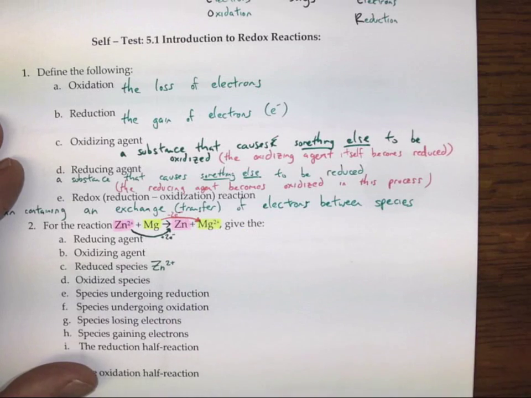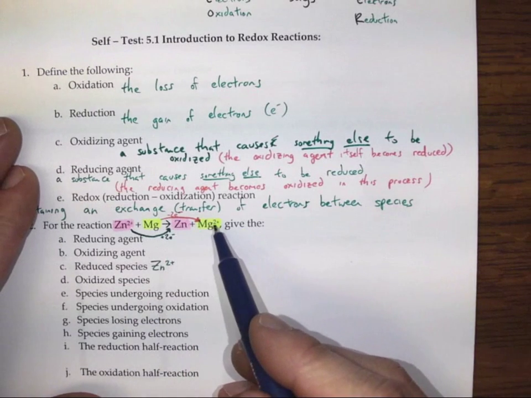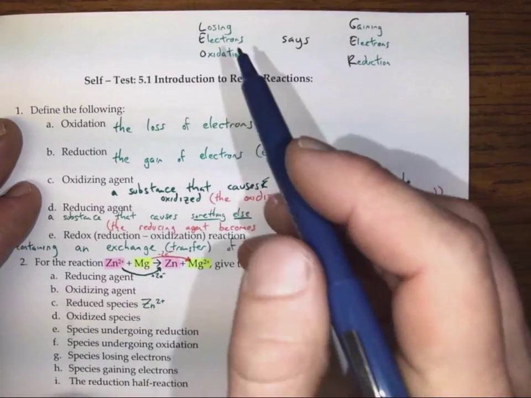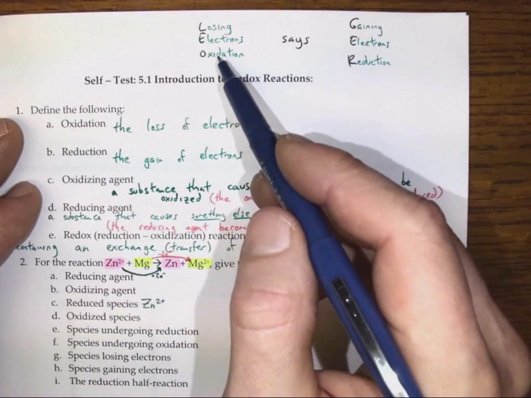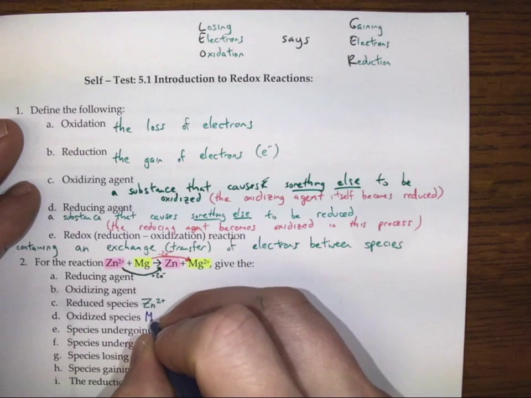So that means we have a loss of electrons going from magnesium to the magnesium ion. And a loss of electrons is an oxidation. So the species that got oxidized is magnesium.